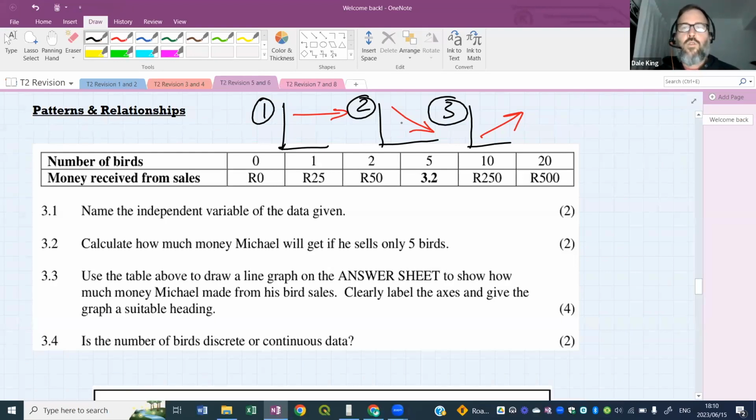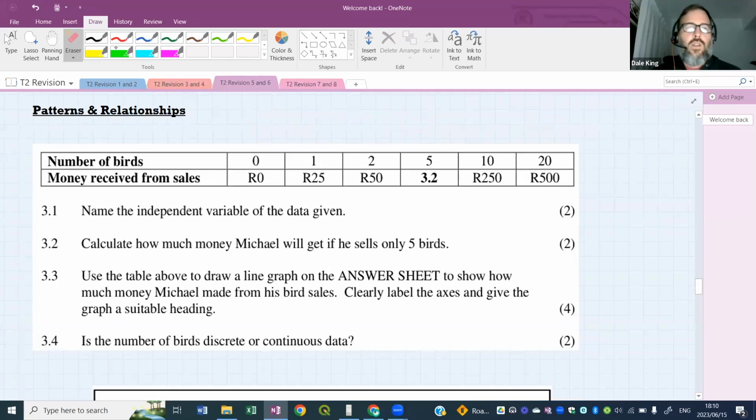All right, so number 2 is inversely proportional, and number 1 is a constant relationship, so it doesn't change. But let's see what we are dealing with in our question. I want to rub these all out. In our question we have this relationship between the number of birds and the money received from the sales of those birds. So 3.1 says, name the independent variable of the data.